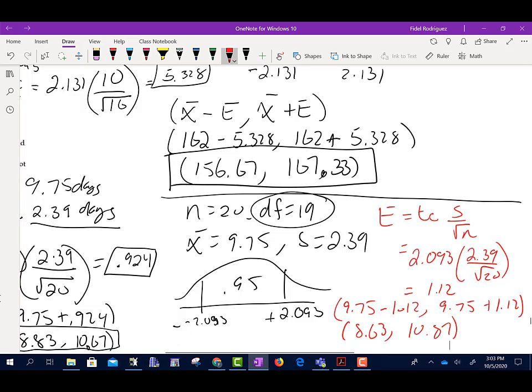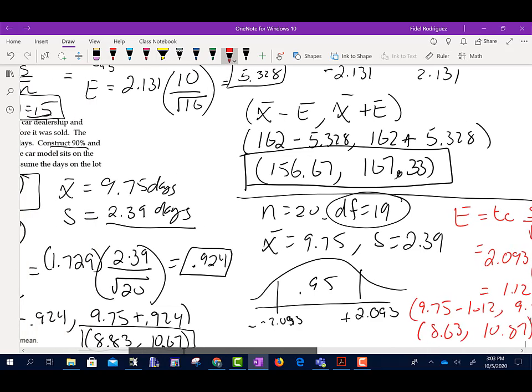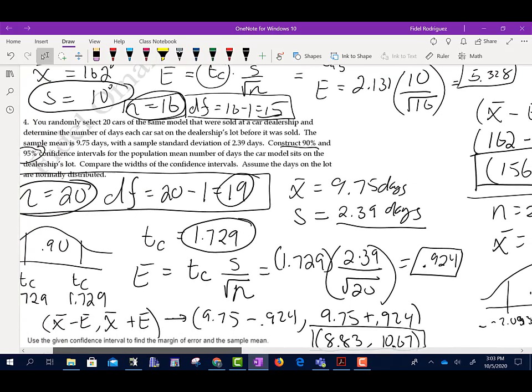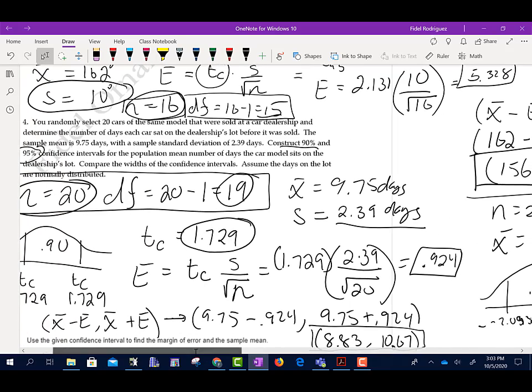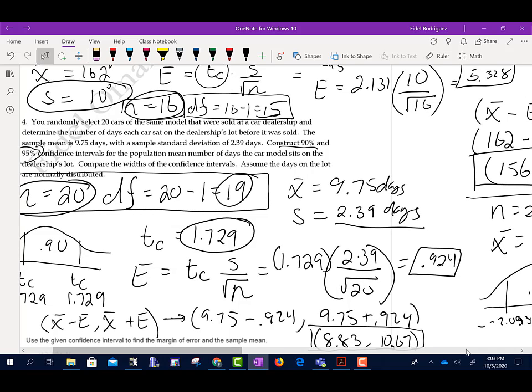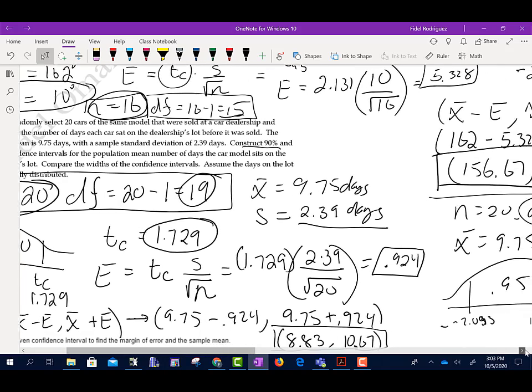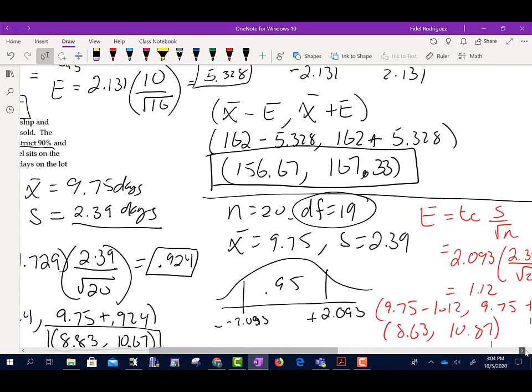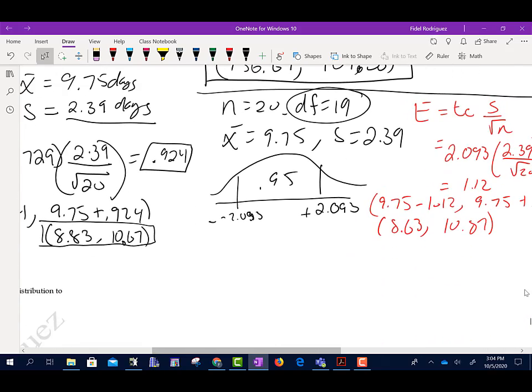Okay, so it wants us to do a little comparison between the two, right? Let's see. Compare the widths of the confidence intervals, okay? So I want you to think about those confidence intervals for a little bit. Let me kind of come back here. I know I should have probably given you guys some more room. Sorry about that, guys. But I want you to look at the two confidence intervals we have, okay?